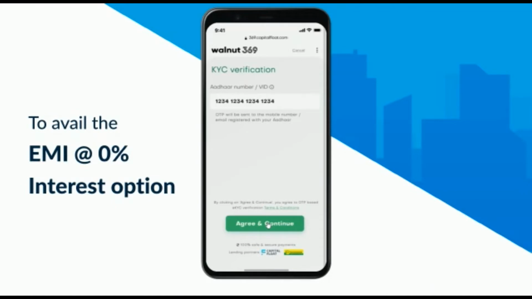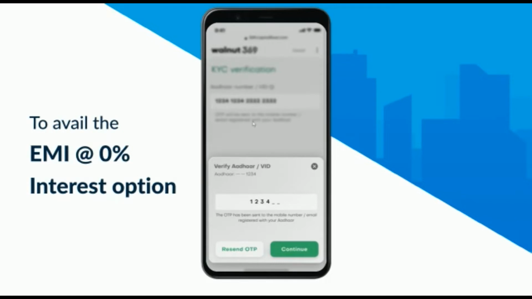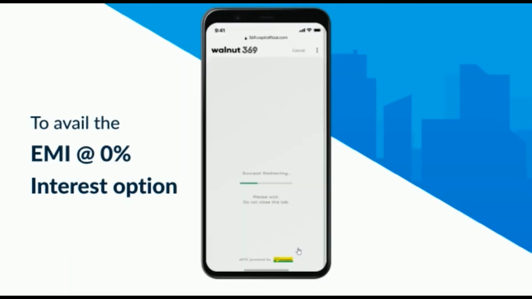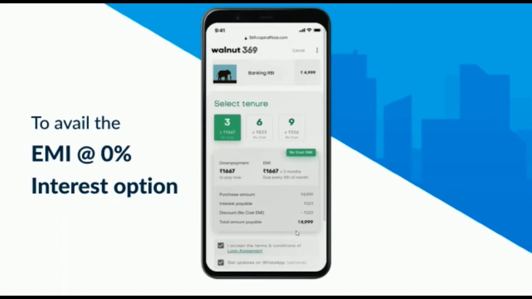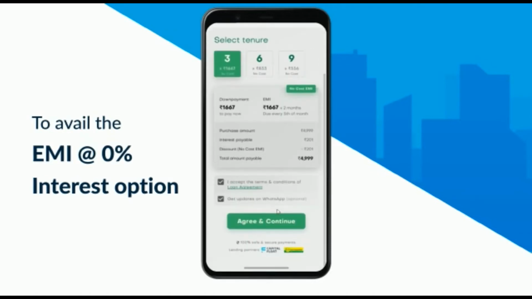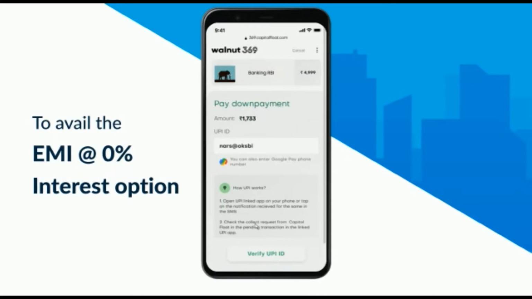Next, you'll be asked to enter your Aadhaar card number for KYC verification. Note, PAN and Aadhaar number should be of the person with whose number you have registered on the app. Enter the OTP and click on Continue to proceed further. And select the preferred EMI tenure amongst 3, 6 or 9 months. Once selected, you'll have to click on Agree and Continue to go ahead.